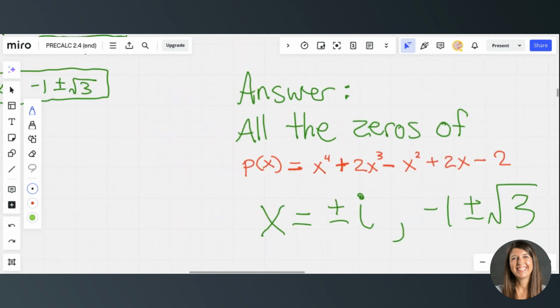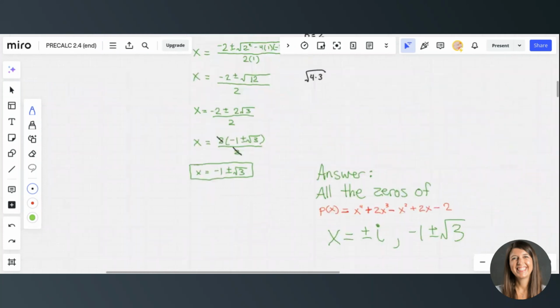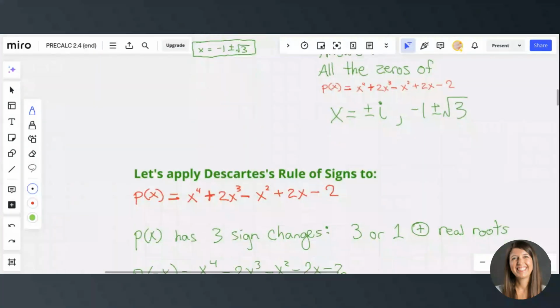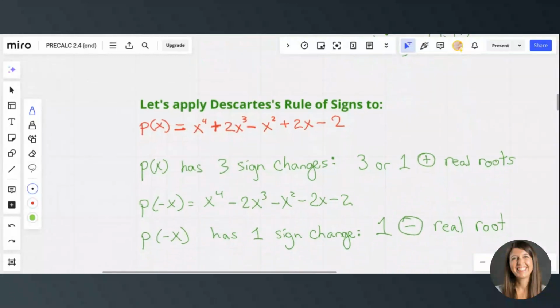Okay. Let's go to the next problem. Let's see, where is it? Okay. So now we're going to apply Descartes' rule of signs.